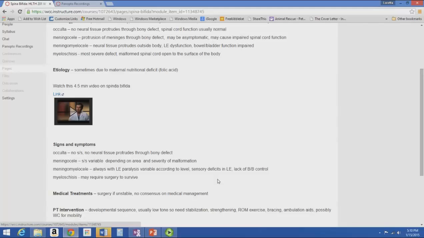So for PT intervention, a lot of developmental defects or genetic defects result in low muscle tone. So a child with low muscle tone needs stabilization, and you will talk more about that in your neuro rehab class. So a lot of times, if it's someone who uses a wheelchair for mobility, they might need side pads in their wheelchair to make sure that they can hold their torso upright.